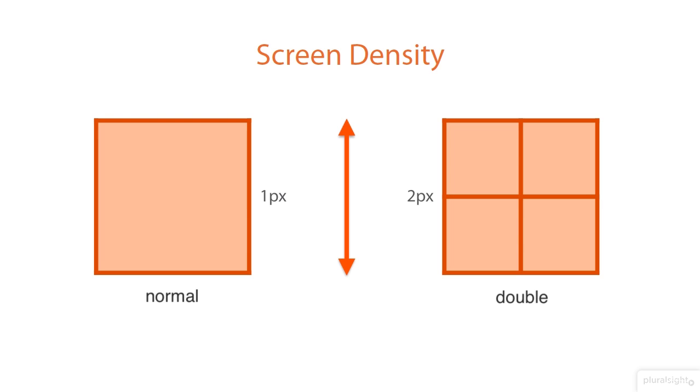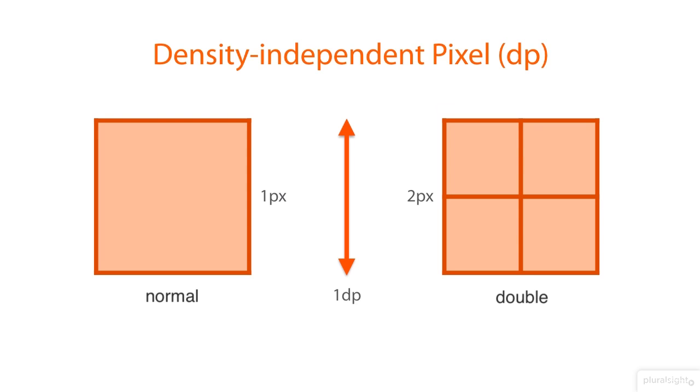In Android, we would like to specify pixels by their physical size. This is why we use dp, or density independent pixel. 1 dp gets translated into 1 px, or 1 pixel, for a normal density device. And 1 dp translates to 2 px, or 2 pixels, for a double density device.